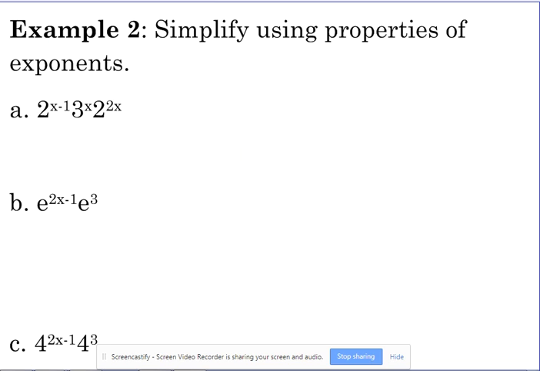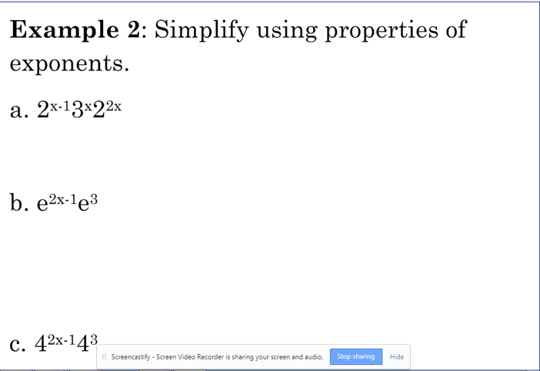Okay, let's review some properties of exponents. We want to simplify these expressions as much as we possibly can using our properties of exponents. So if we have 2 to the x minus 1 times 3 to the x times 2 to the 2x, what do we know about properties of exponents? Like, what can we combine here?